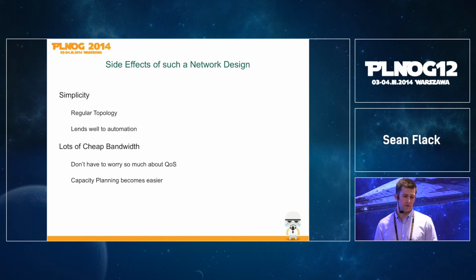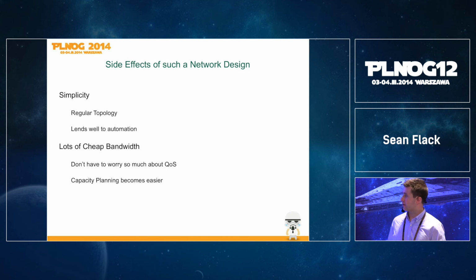And a side effect of such a network design, or CLOS networking, is that the network is regular and the design is regular. It lends itself well to automation and integration with the likes of Ansible, Puppet, or whatever you want to use to automate the network. It also provides lots of cheap bandwidth. There's really no need for QoS. Voice QoS configuration can become very confusing. If we've got lots and lots of 10 gig that is completely non-blocking, why configure QoS? It's really not needed. And capacity planning becomes very easy as well.